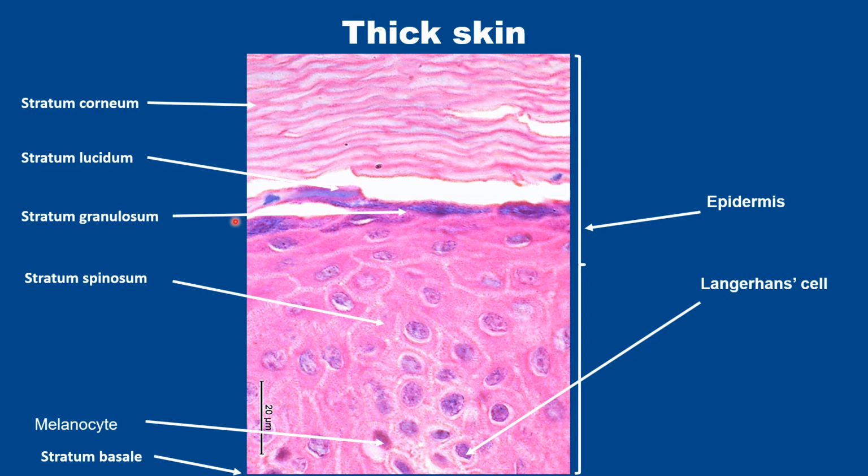The next layer is the stratum granulosum, where you can see a lot of keratohyalin granules in the cell. The stratum spinosum cells are very large, tile shaped, and in between the cells you can see spine-like structures. Those are the attachment of the tonofilaments.